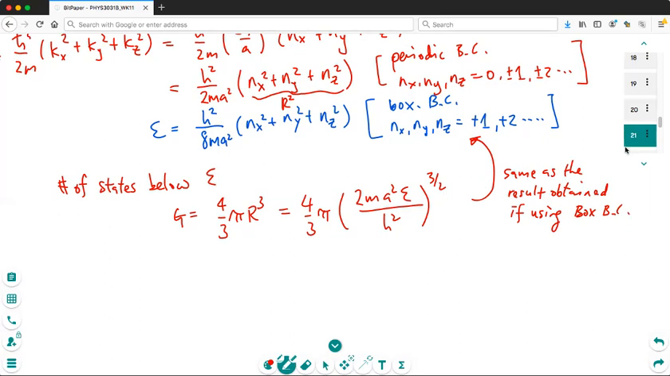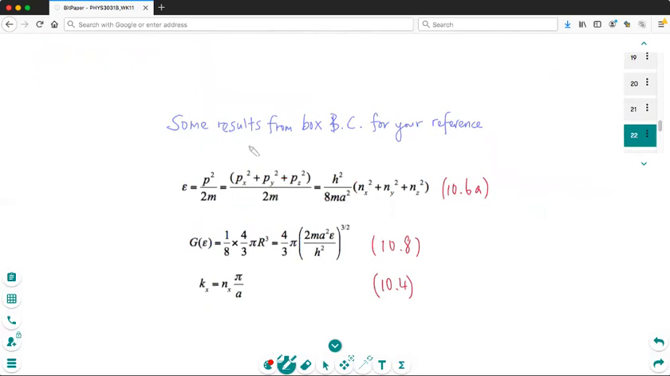Okay, so I will give you this. This is something we summarized before. Look, I told you, right, before you have this 1/8 to handle. This is the box boundary condition, and this is the result you get, and this is identical to the form I just derived a while ago. Okay, so these are from chapter 10.